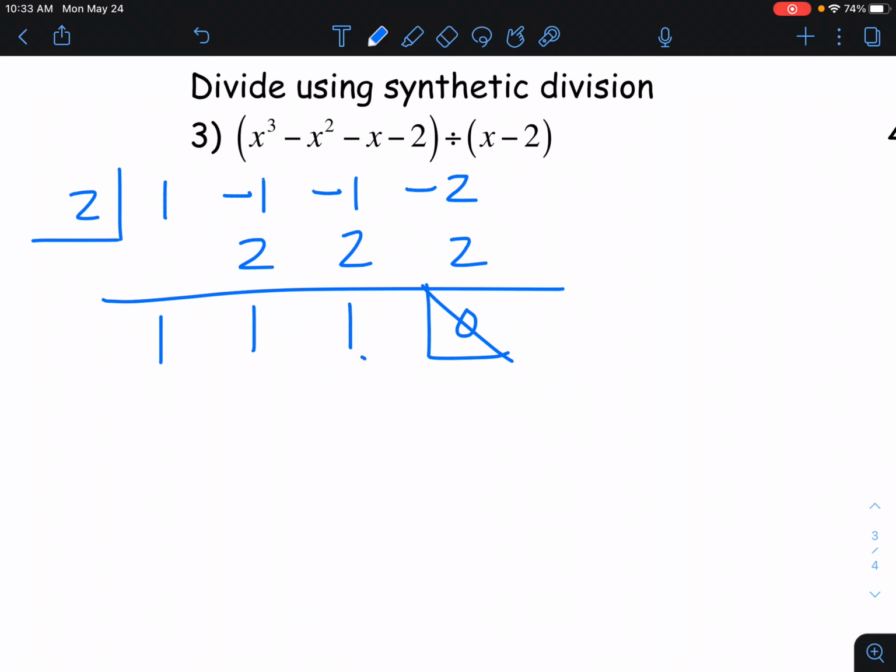Remember, to the left of the remainder would be the last number. To the left of the remainder would be the constants. To the left of the constant would be the x term. To the left of the x term would be the x squared term. So this would be 1x squared plus 1x plus 1.